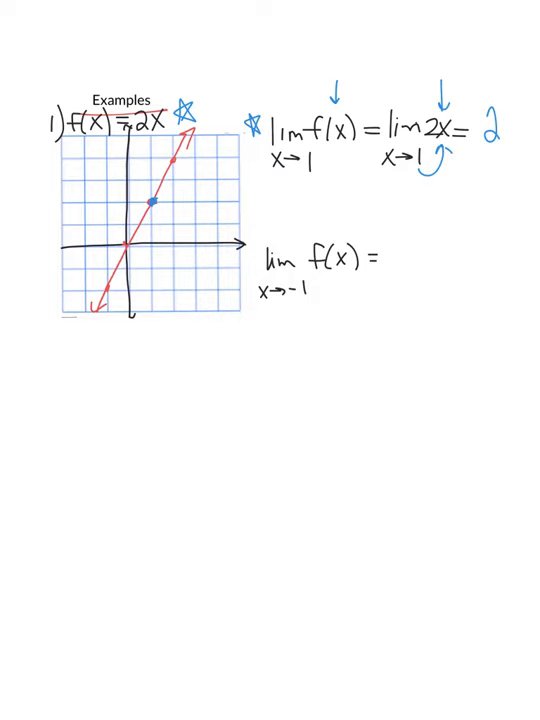The next one says the limit as x approaches -1 of f of x. So again, I know that my f of x is 2x. So the limit as x approaches -1 of 2x, I'll put that blue dot in there as well. So this is an x of -1. And I can see on my graph that that is going to equal -2. Or again, I could just take this -1 and plug that in there.